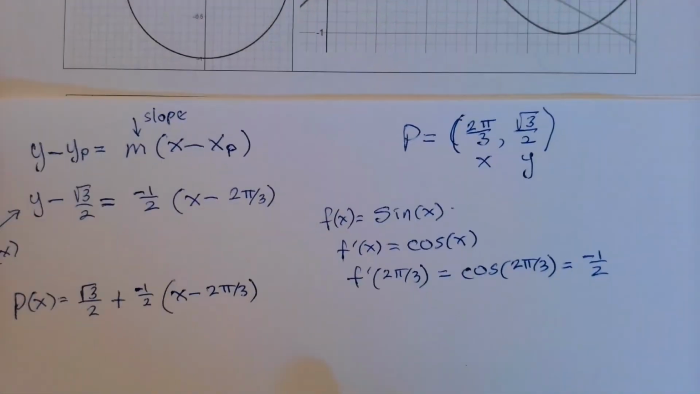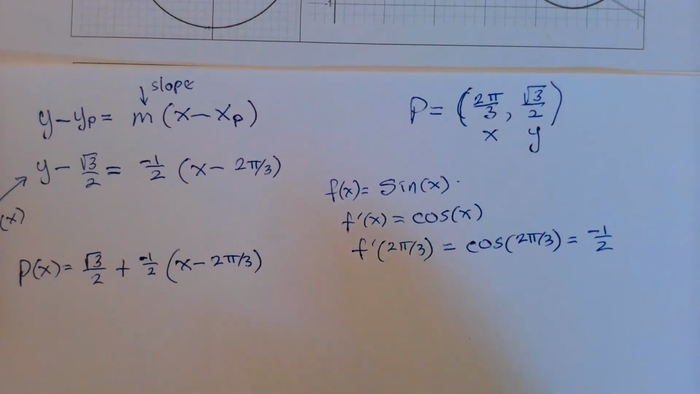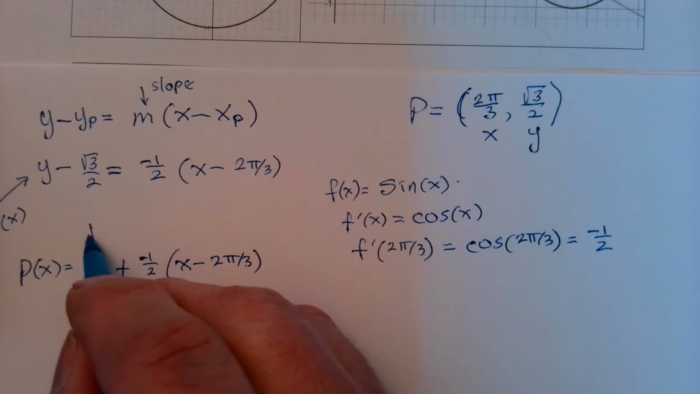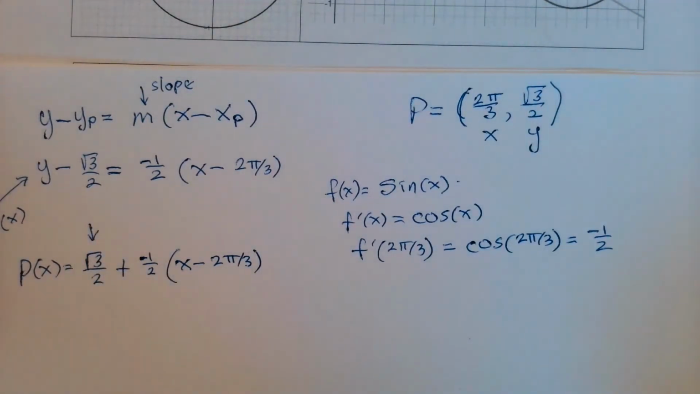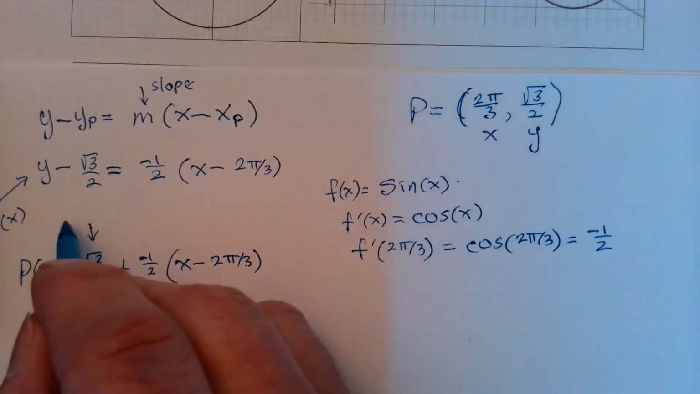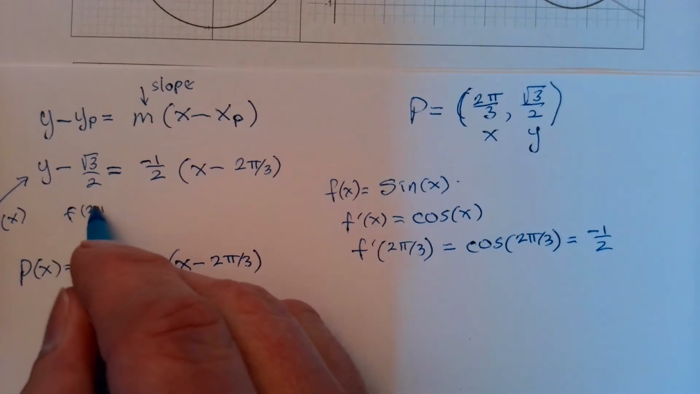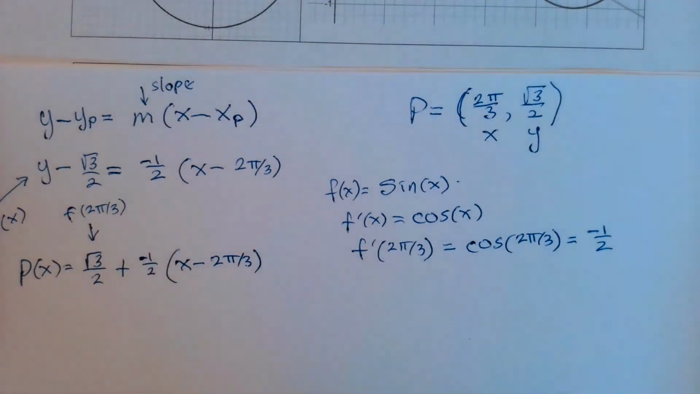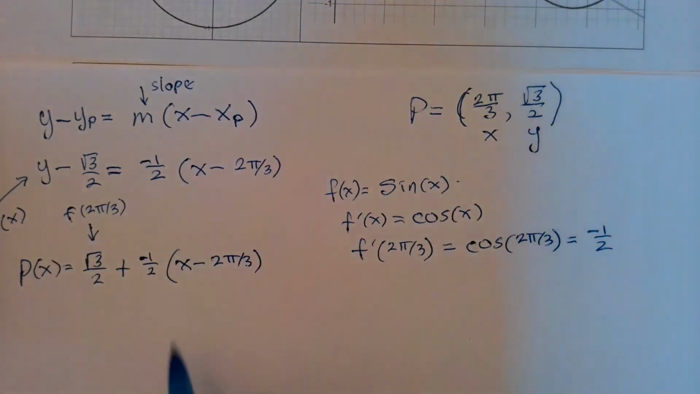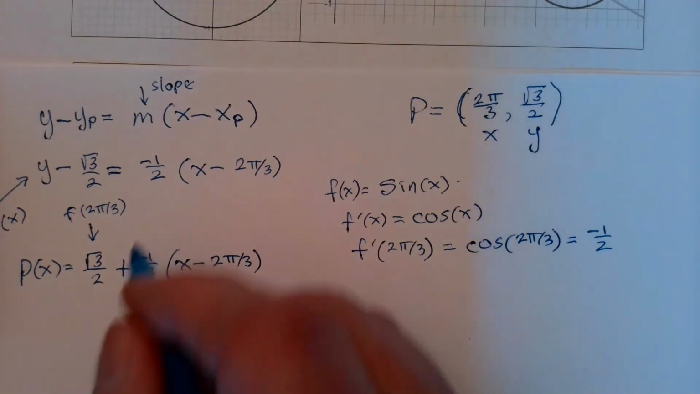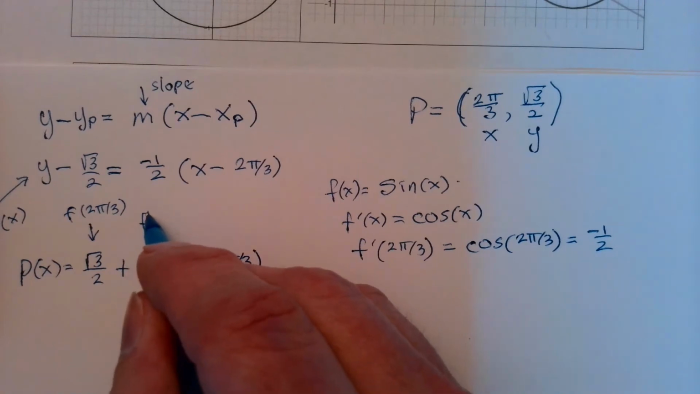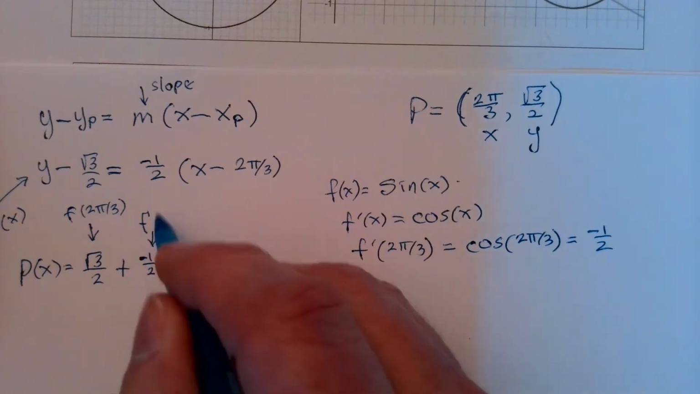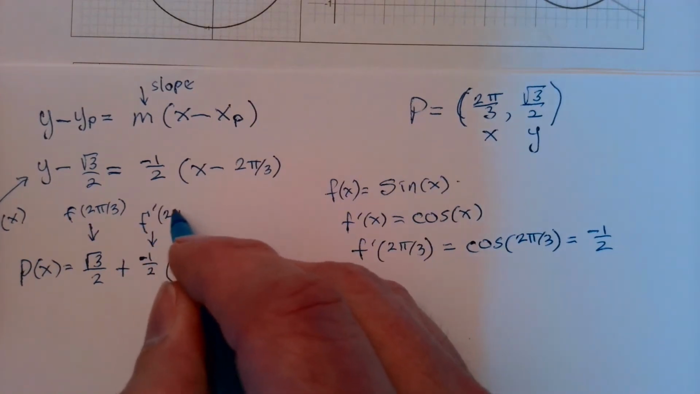Now let's study this for a minute, because there are clues here that we can follow. What was this? Why, that was the value of sine at 2 pi over 3. So that's f of 2 pi over 3. And what was this? Well, that was the tangent line slope, but that came from the first derivative of the sine. That is f prime of 2 pi over 3.